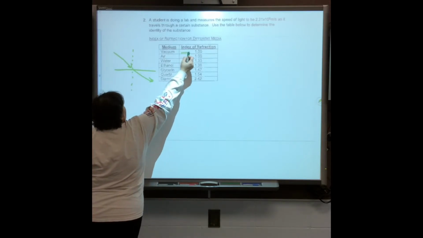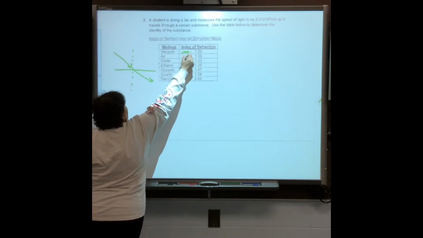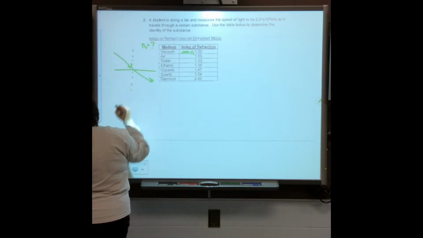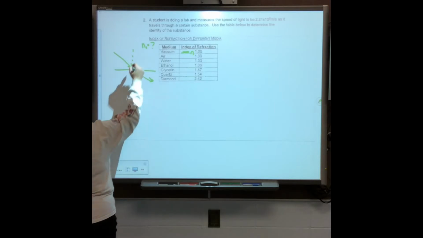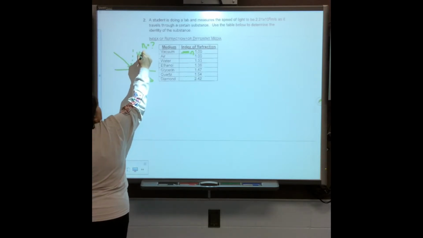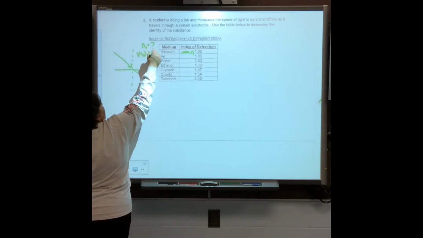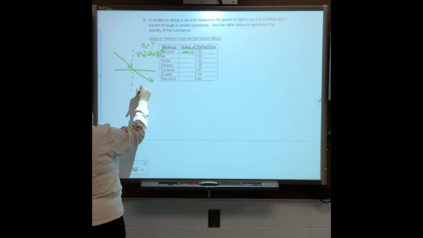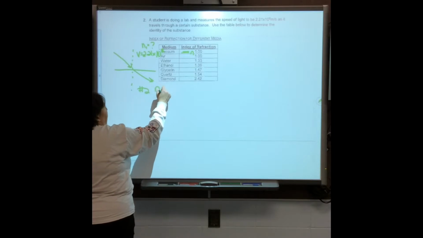It's asking us to use the table below to determine the identity of the substance. The index of refraction is N, so we don't know N1. It's asking us to figure it out. But we do know the velocity is 2.21 times 10 to the 8th. And here, because we're controlling it and we're looking for it being in another medium, we can set medium number 2 to be air.